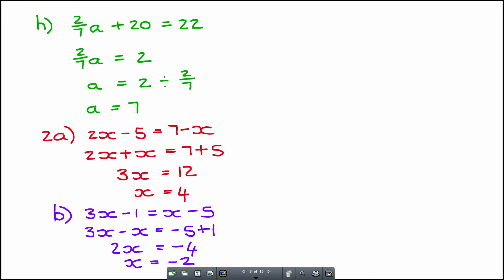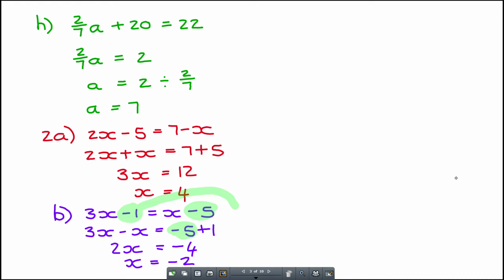Okay, so at B, what I did is I first took all the unknowns to the left. So the 3x was already on the left, so it stayed there. But this x had to move to the other side of the equation. As soon as I move it over, it becomes the opposite. That was a positive x, so that becomes a negative x. We do the same with the normal numbers. The minus 5 was already on the right-hand side, so it stays minus 5. But this minus 1 has got to move over, so that becomes plus 1.